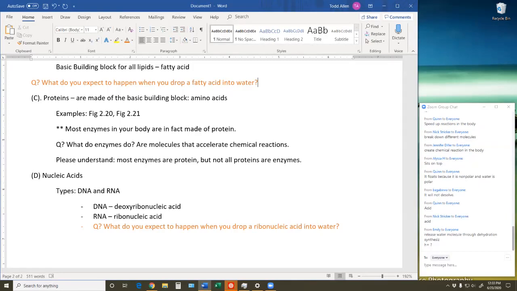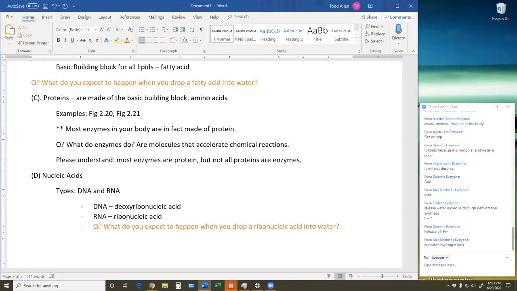Emily, what do you mean with H+? Okay, good, folks. Very good. That's what I'm driving at. Exactly, Quinn, Nick, Alyssa, good stuff, okay? Exactly. The fatty acid or the ribonucleic acid is going to release some hydrogen ions into the water. That will increase the hydrogen ion concentration, which will change the pH, Alyssa. Very nice, okay?